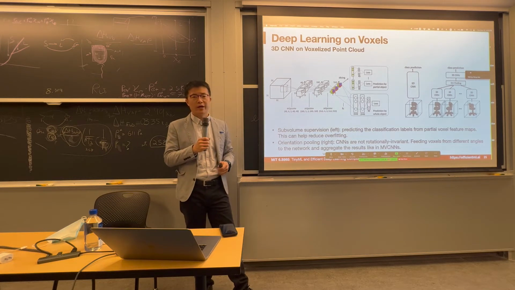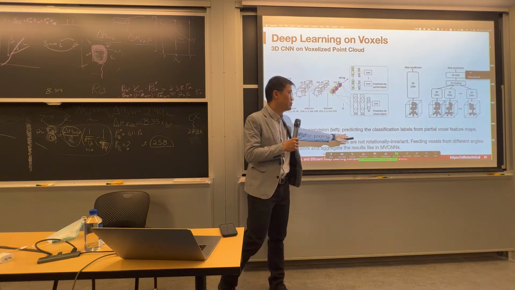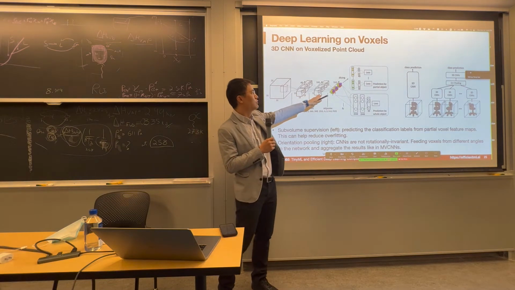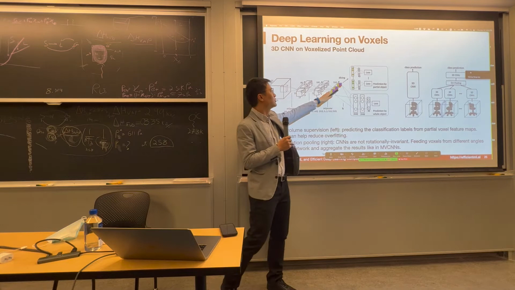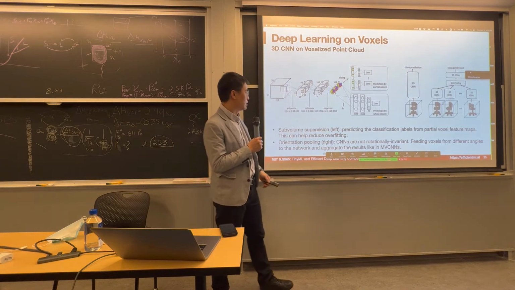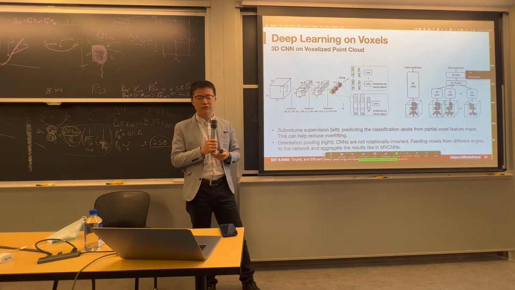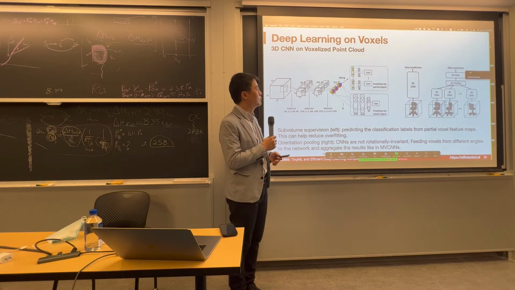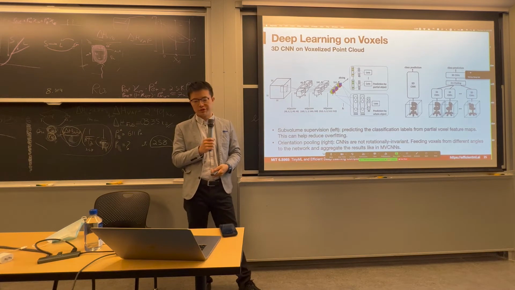For example, this method is suffering from an overfitting issue, so we want to supervise in a stronger manner. So here, this is actually predicting the classification labels from partial voxel feature maps. Here we have 4 parts, actually 8 parts. 8 parts. And we try to make a prediction for each part. And finally, we can average them together to add another supervision.